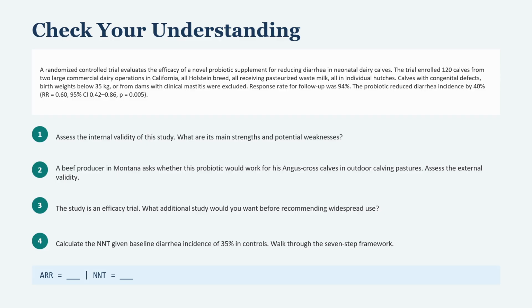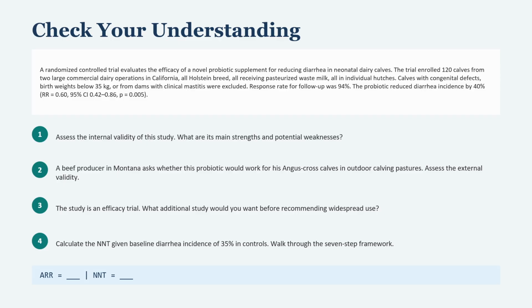Question 4, NNT and 7-step framework. ARR equals baseline risk in control minus risk with probiotic, equals 35% minus 0.6 times 35%, equals 35% minus 21%, equals 14%, equals 0.14. NNT equals 1 divided by 0.14, which is 7.1 or approximately 7. You would need to treat approximately 7 neonatal calves with a probiotic to prevent 1 diarrhea case.